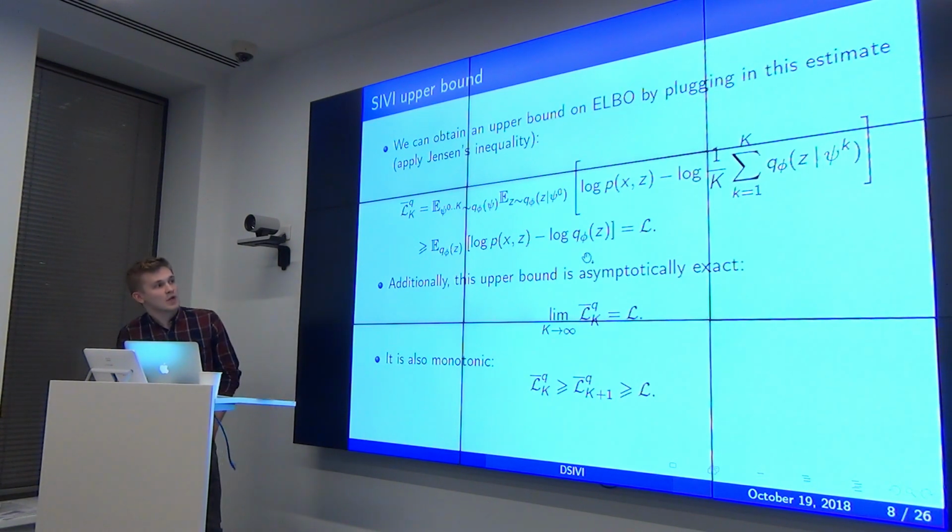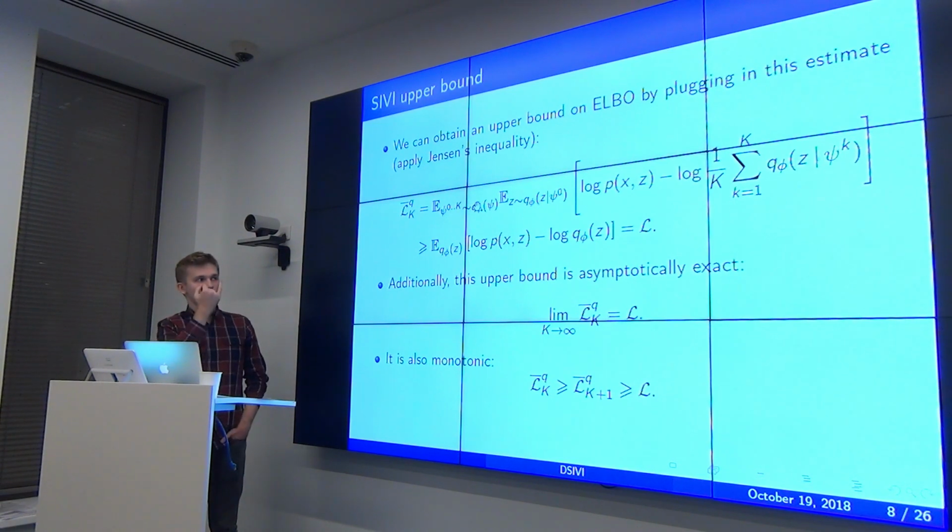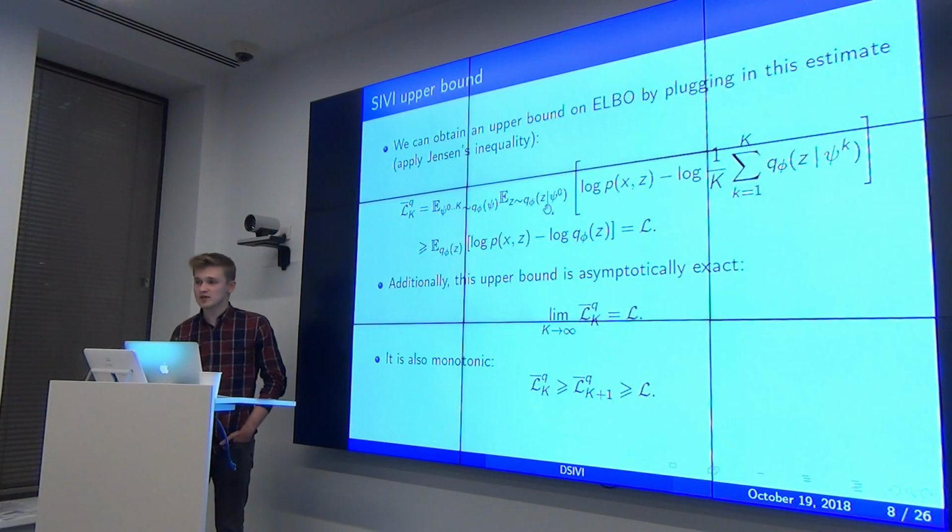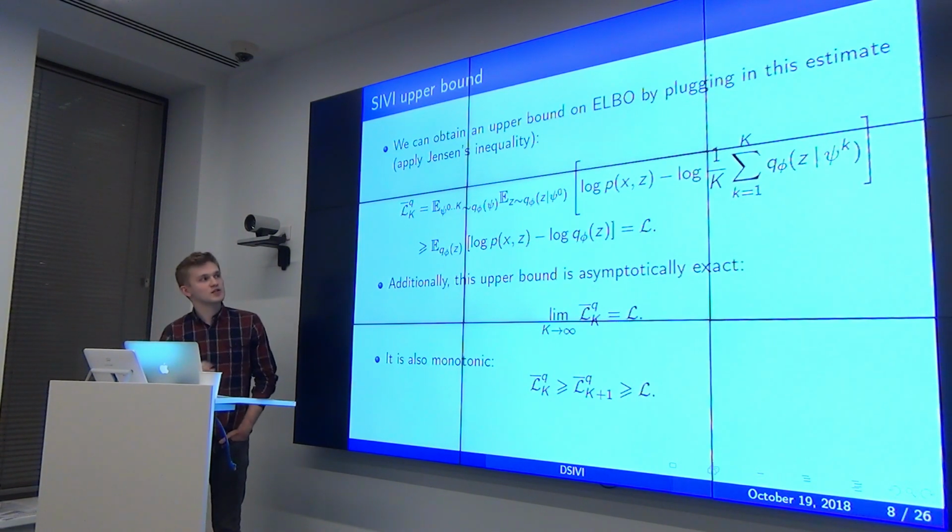The second expectation, you should have a product over all psi 0, psi 1, etc. No, in this case it's just psi 0. If we take an expectation over psi 0 first and then over z given psi 0, we just get the marginal expectation over z. The rest goes away because it doesn't depend on psi 1 through psi k anymore. They're all equal. So this gives us an upper bound on the ELBO.